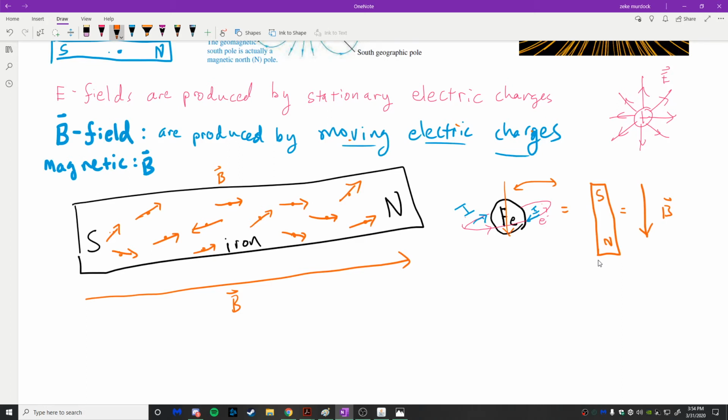That's kind of the general idea. Does that all make sense to you guys? Now, let's add in the part that I said earlier. Take a, quote, permanent magnet, right? Like one of your magnets on your refrigerator.